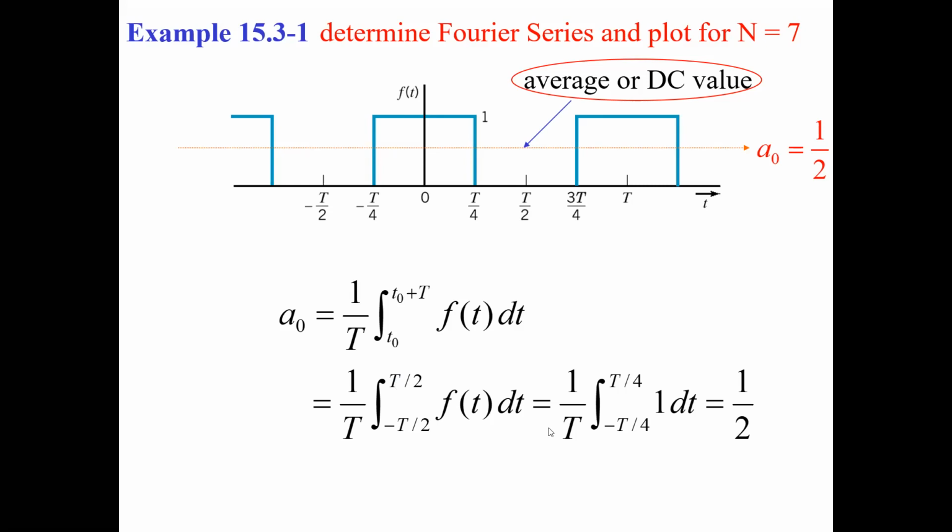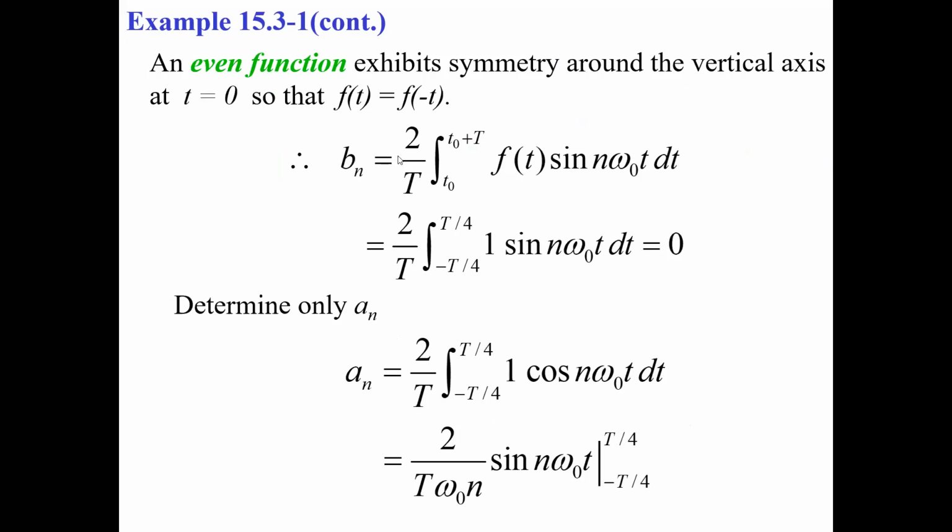And the range, they have found this one. An even function exhibits symmetry around the vertical axis at t equal to 0, so f(t) is equal to f(-t). So bn is equal to, this is the equation of bn, integration from t naught to t naught plus T, so minus T/4 to T/4, of f(t) sin(n omega naught t) dt. So the integration here, if I put n equal to, the integration would become 0.